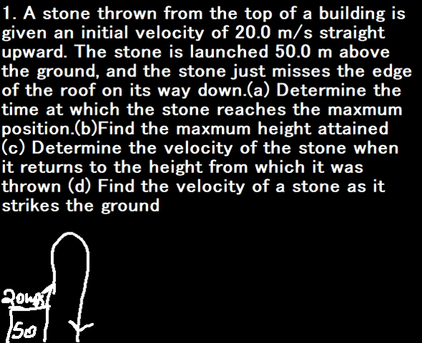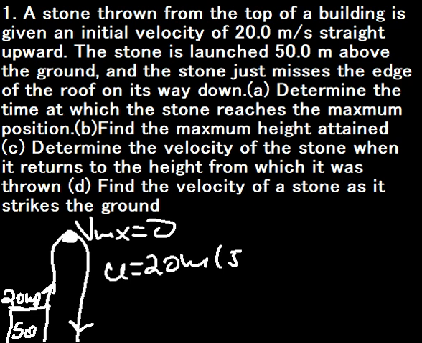A. Determine the time at which the stone reaches the maximum position. We're looking for Tmax. So mind you, this is the maximum point with a final velocity given as Vmax, and it is always zero. Since we have the initial velocity given as 20 meters per second, and we have the acceleration due to gravity, which is given as 9.81 meters per second squared.